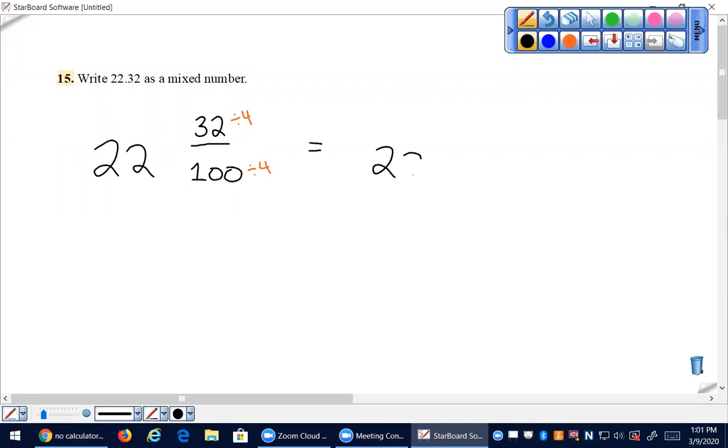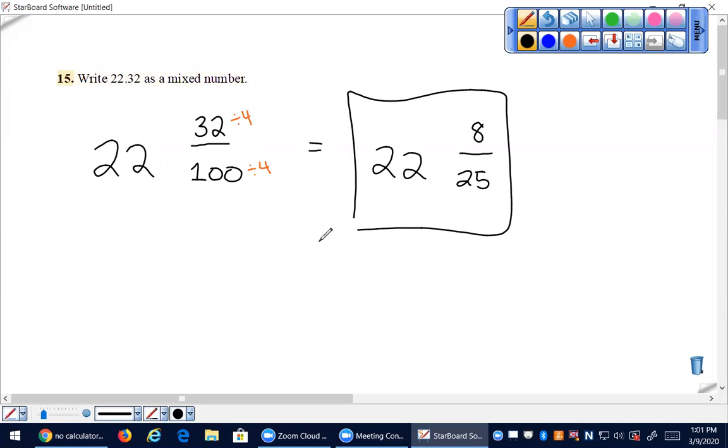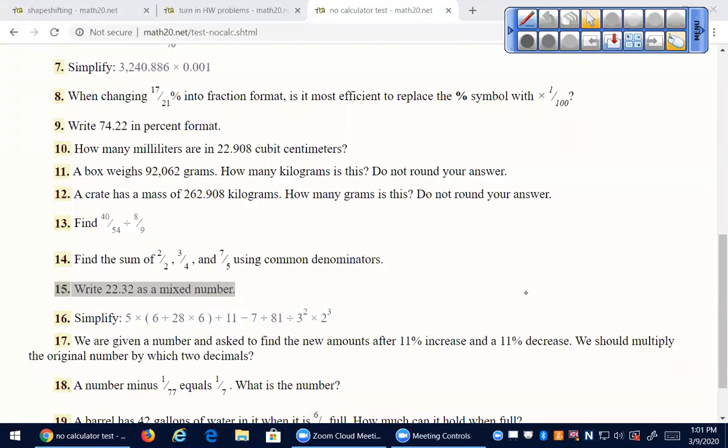So 22 and 8/25ths, 8 and 25. Now I'm done. So number 15 is really easy. The whole number part stays up front. Whatever comes after the decimal, write it over 10 or 100 or whatever it's supposed to be. And then reduce it if you need. Okay. Could we do 14?